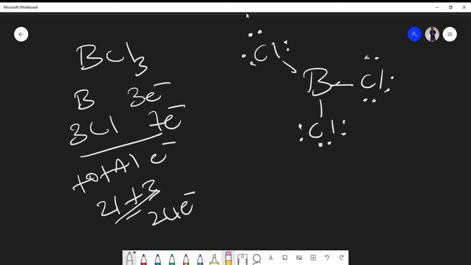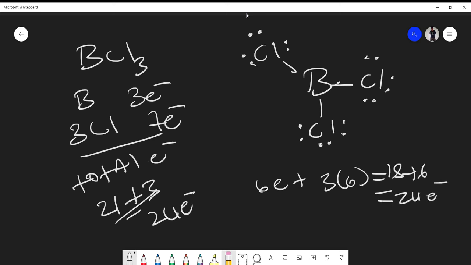Now let's count the total electrons we have in this problem and see if that is equal to 24. So we have 2, 4, 6 around the central atom, so that's 6 electrons, plus we have 2, 4, 6 around each chlorine. But remember, we have 3 of them, so this would be 3 times 6 electrons. 3 times 6 is 18 plus 6, and that is 24 electrons, which is exactly what we counted initially. That's why you should get in the habit of doing these calculations first before you draw a Lewis structure, so you can know if you're getting the correct structure.